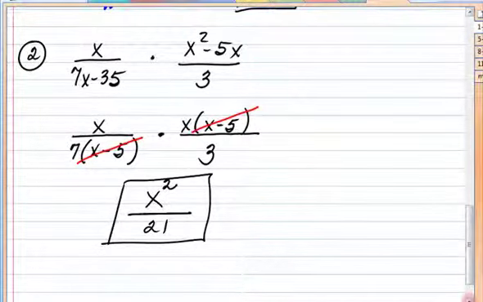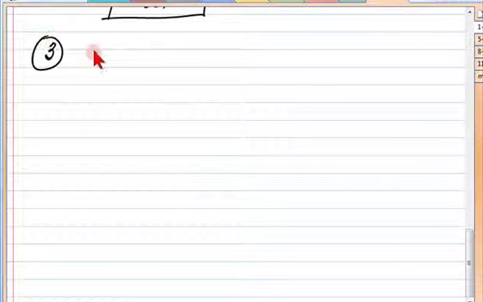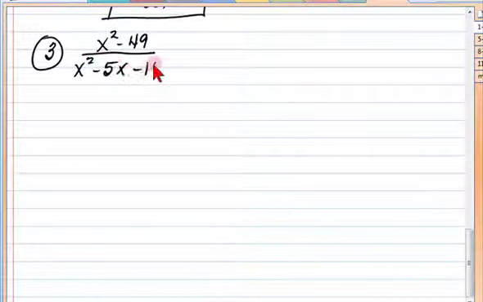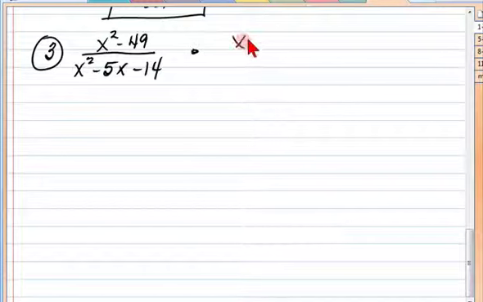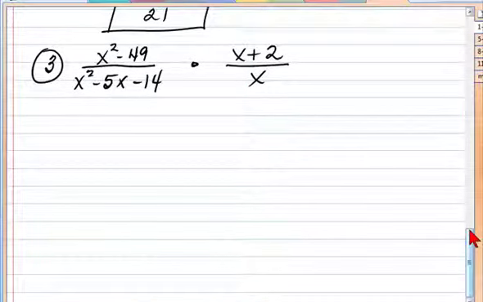Let's look at number 3. The original problem is x squared minus 49 over x squared minus 5x minus 14 times x plus 2 over x. All right, before I do anything, what do I have to do in each of the 4 positions? Factor, factor, factor, factor. You have to remember to always start out with that.